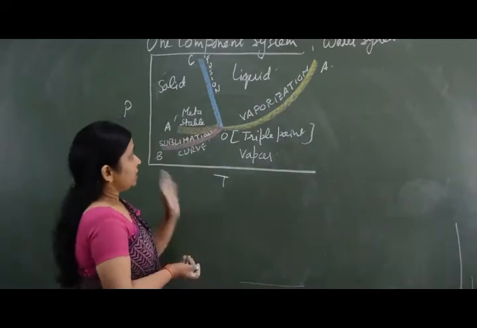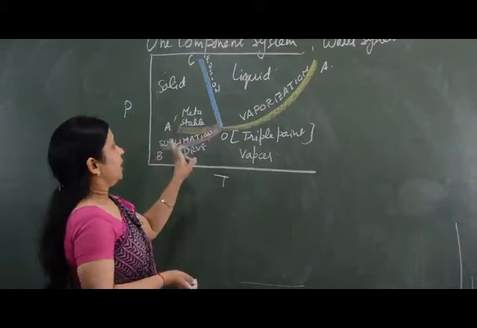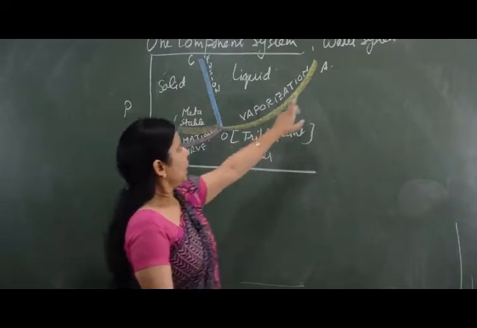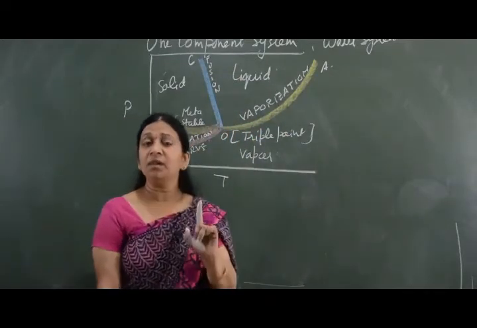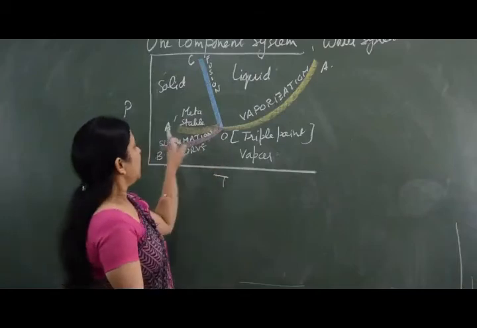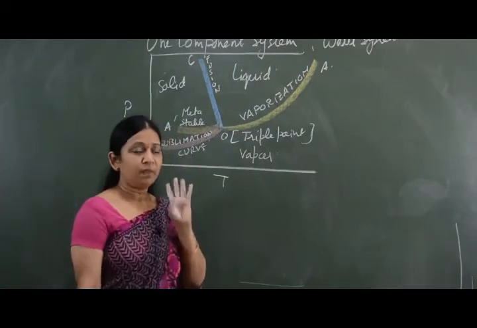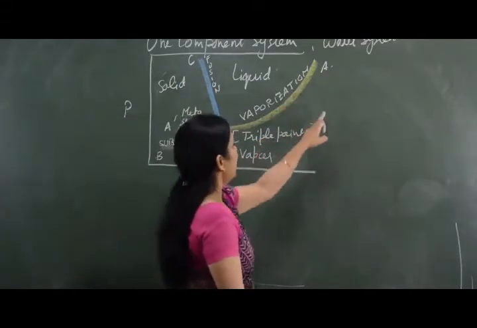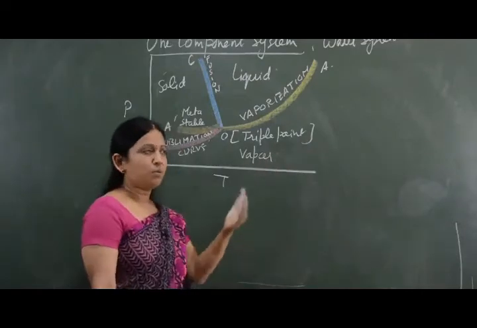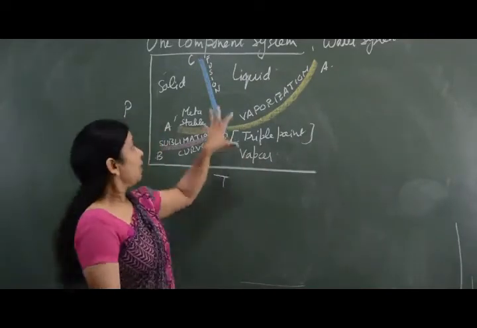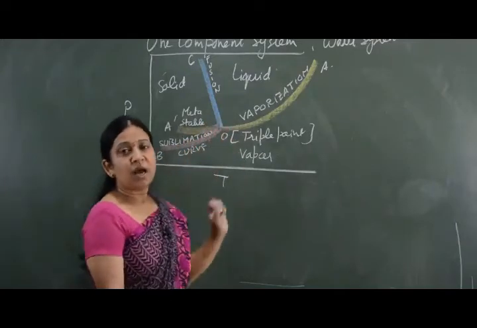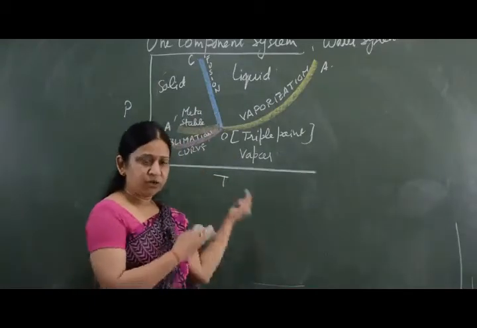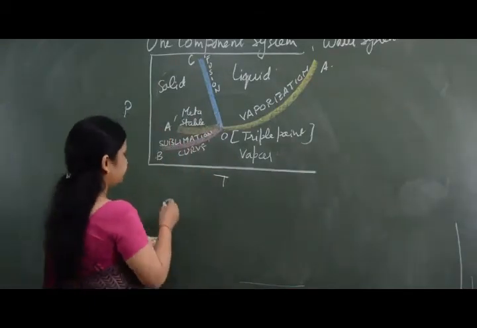Now if we see the diagram, we have three curves, OB, OA and OC. They are stable equilibriums. OA dash is not a stable equilibrium. Then we have three areas: the solid area, the liquid area, and this area where vapors are present. Then we have a point O, where all the curves meet, and that is known as the triple point, which is denoted by O. So I am going to explain all of the areas and curves one by one.